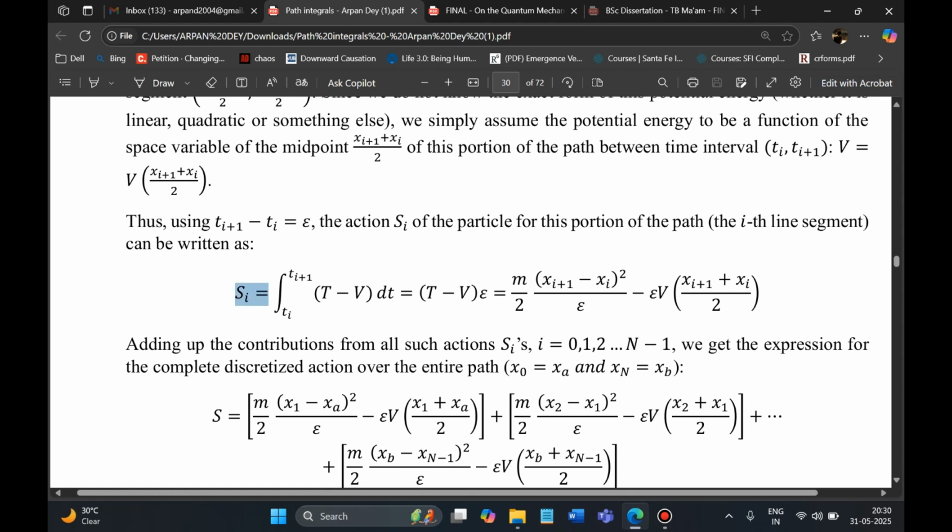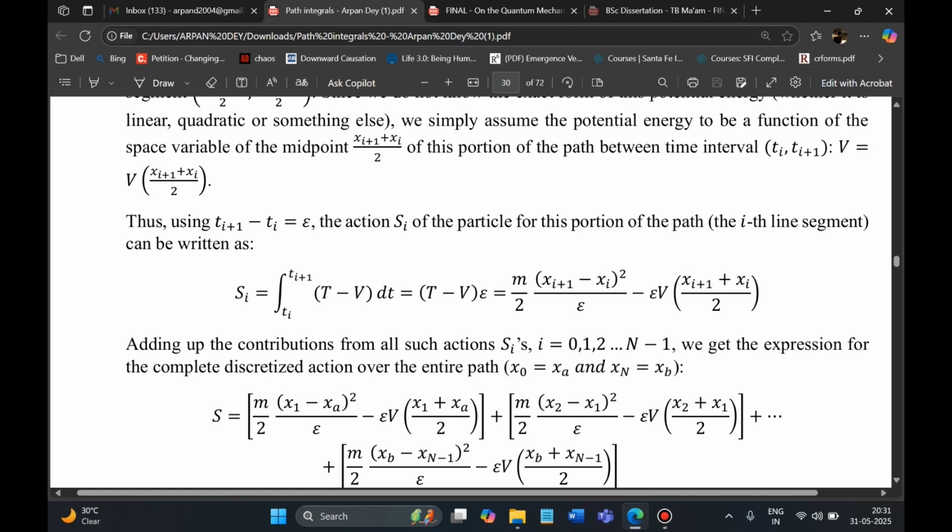See, I'm writing Si, not the full action. I'm writing the action only for this line segment. That's why the integration is from Ti to Ti plus 1. And this is the Lagrangian. So this will be T minus V times epsilon, because dt is just epsilon. You are integrating over only one time interval of length epsilon. So instead of this time integral dt, we can just write T minus V into epsilon.